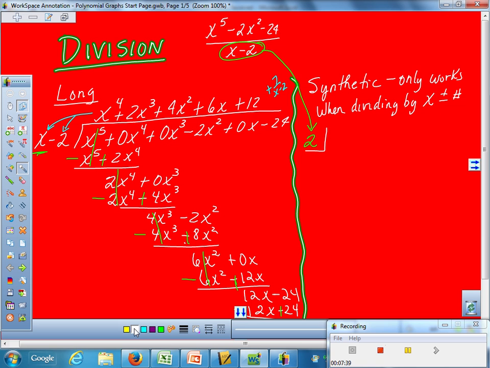When you look at this problem, you go, I have a 1x to the 5th. I don't have an x to the 4th. I don't have an x to the 3rd. I have a negative 2 for x to the 2nd. I don't have an x to the 1st. And I have a negative 24. You're literally taking the coefficients off all the variables. Just take the numbers, dump the x's.